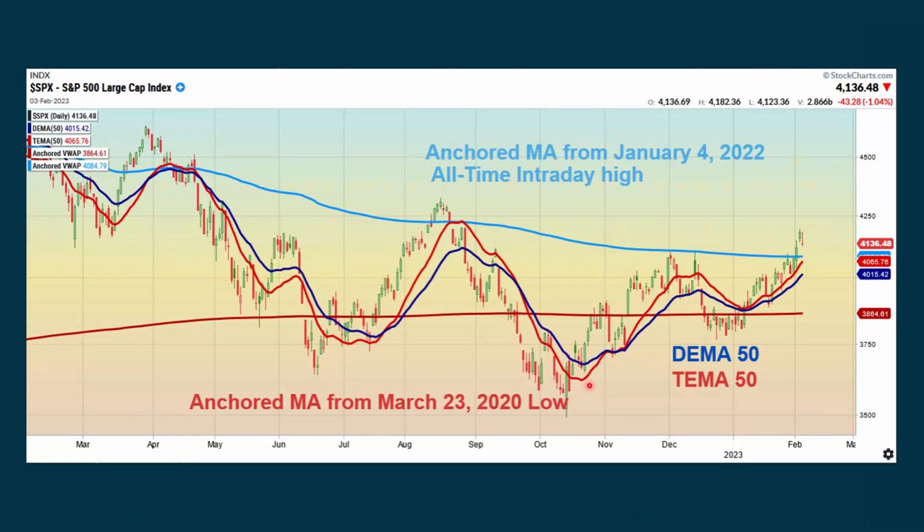This is a double and triple exponential moving average chart. That's the red and the blue lines here, showing that we are in an overall uptrend. What I've been paying a lot of attention to lately is this anchored moving average back to the all-time high, and this had been acting as resistance as we've been trying to go back up. Well, we were able to break through that this past week, and now if the market comes back down, we'll see if this ends up acting as support.